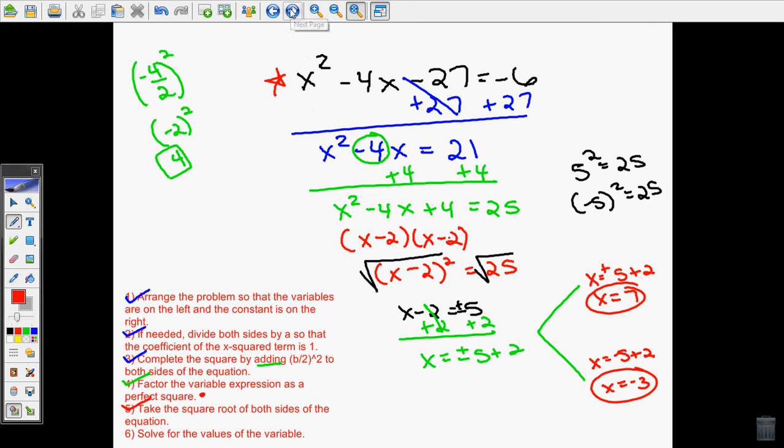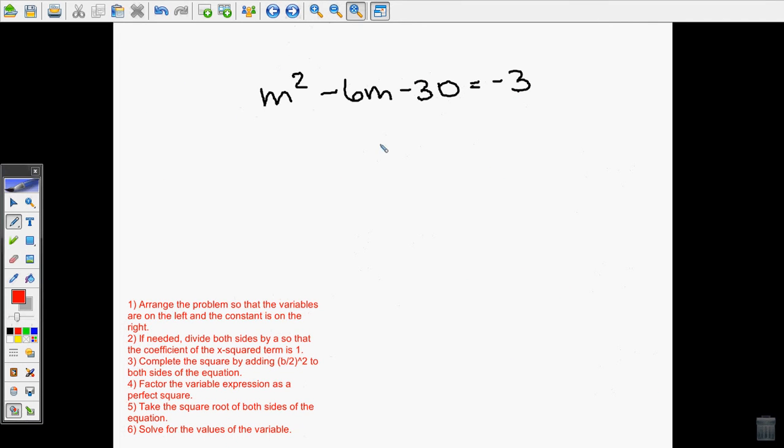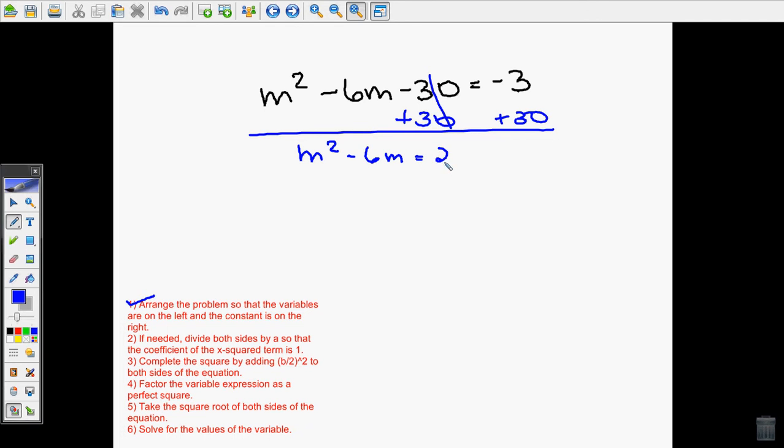All right, let's try the next example. So we have m squared minus 6m minus 30 is equal to 3. So again, we're going to start off by arranging the problem so that the variables are on the left and the constant is on the right. So I'm going to add 30 to both sides. And when I do that, I am left with m squared minus 6m is equal to positive 27.